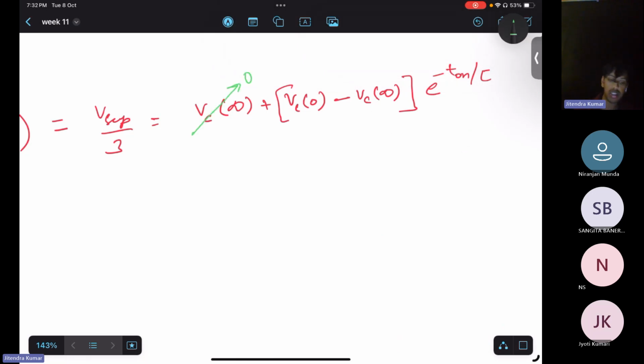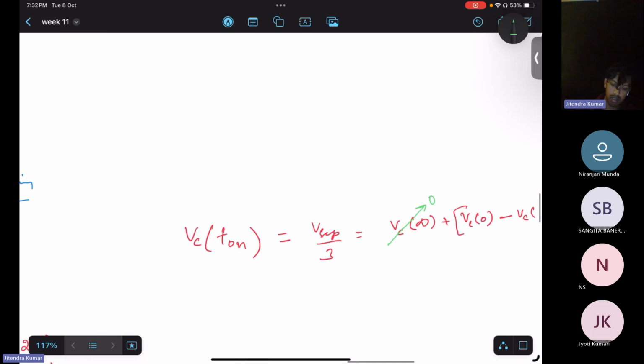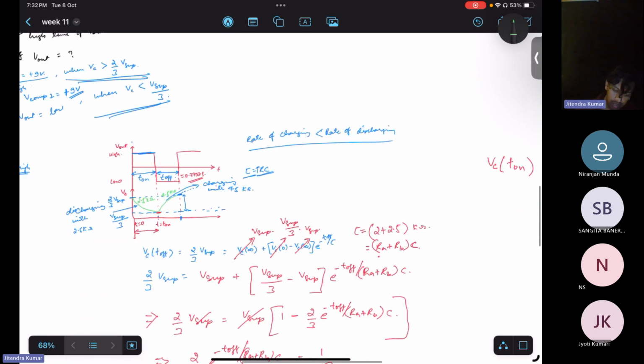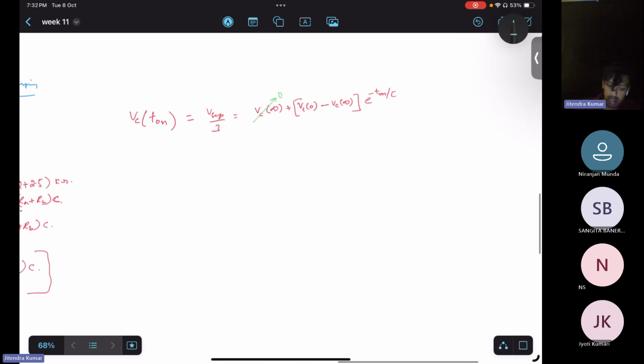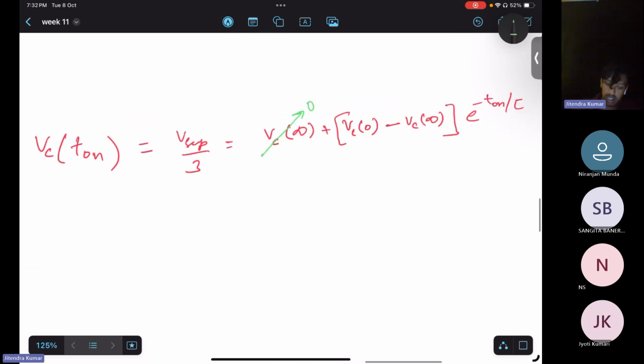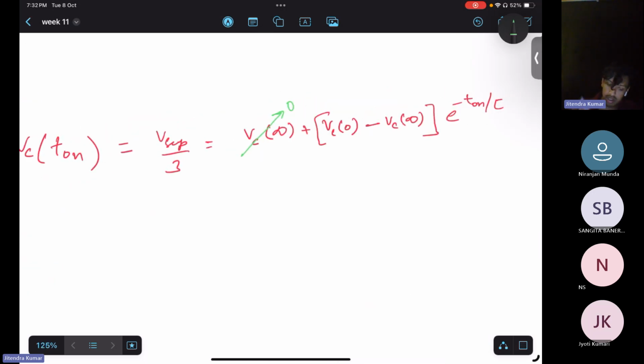Is it safe to consider it as 0? If our capacitor discharges, it has a tendency to reach 0. Yes, at that point the capacitor will lose all of its charge across the resistor. So VC infinity is equal to 0. Yeah, Niranjan, VC infinity is equal to 0.